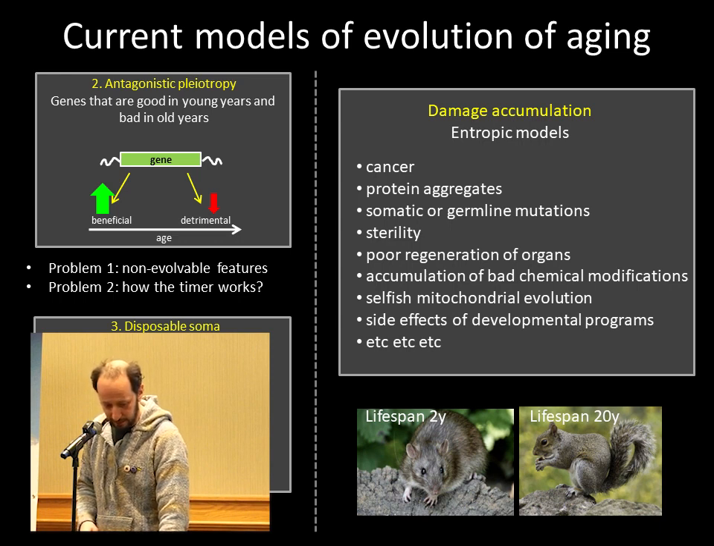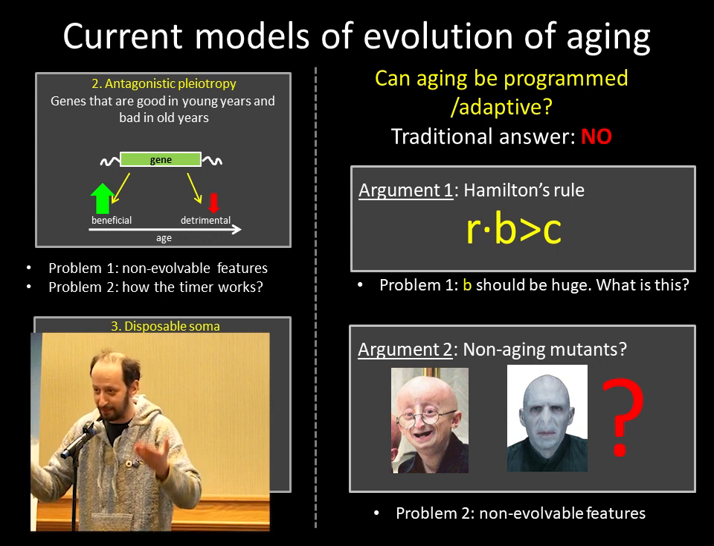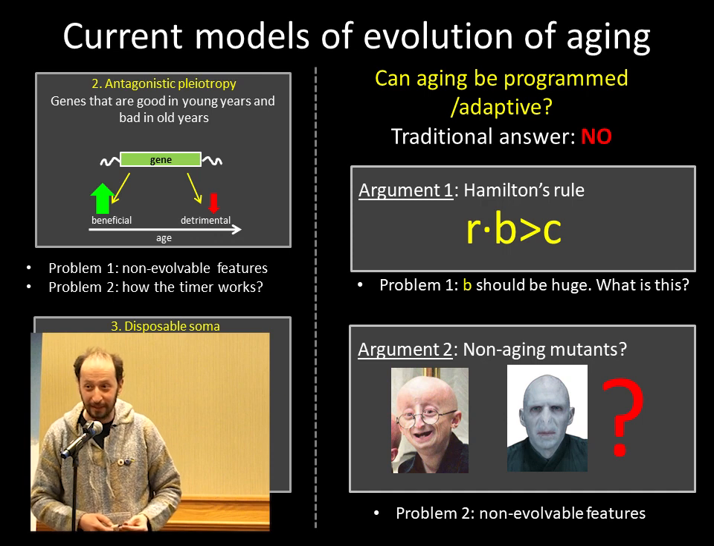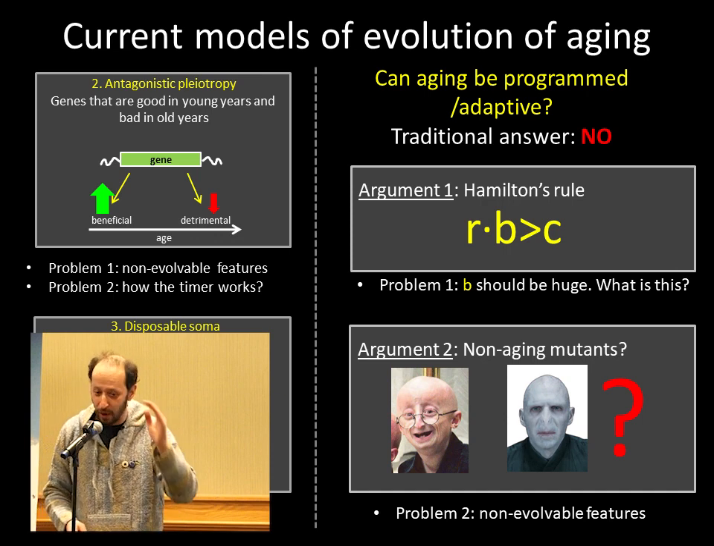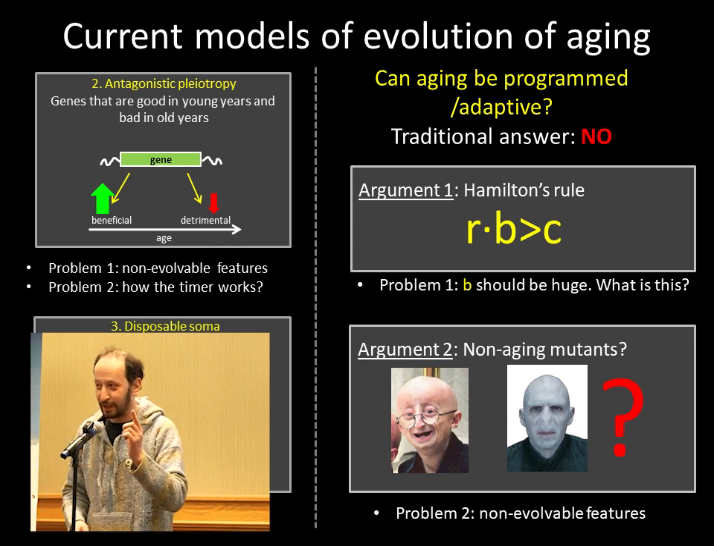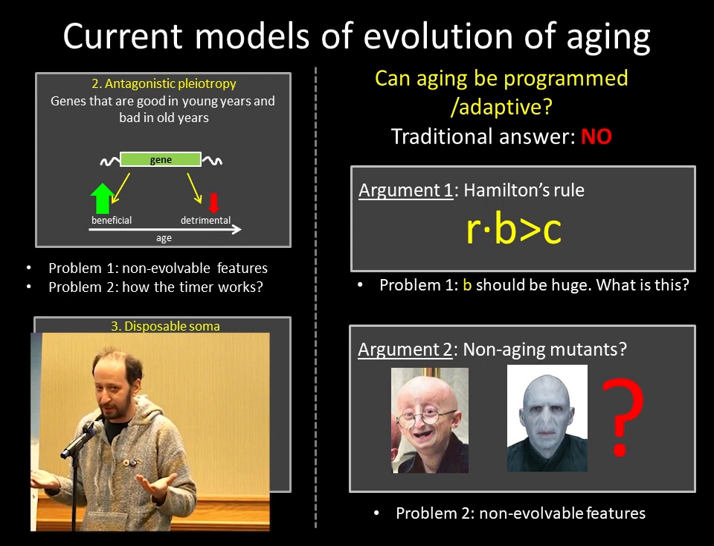So the question: can aging be programmed and adaptive? That's, I think, what David is mostly interested in. So the traditional answer is no, very, very no. And the first argument against adaptive aging is Hamilton's rule. Hamilton's rule describes situations when altruism can evolve.